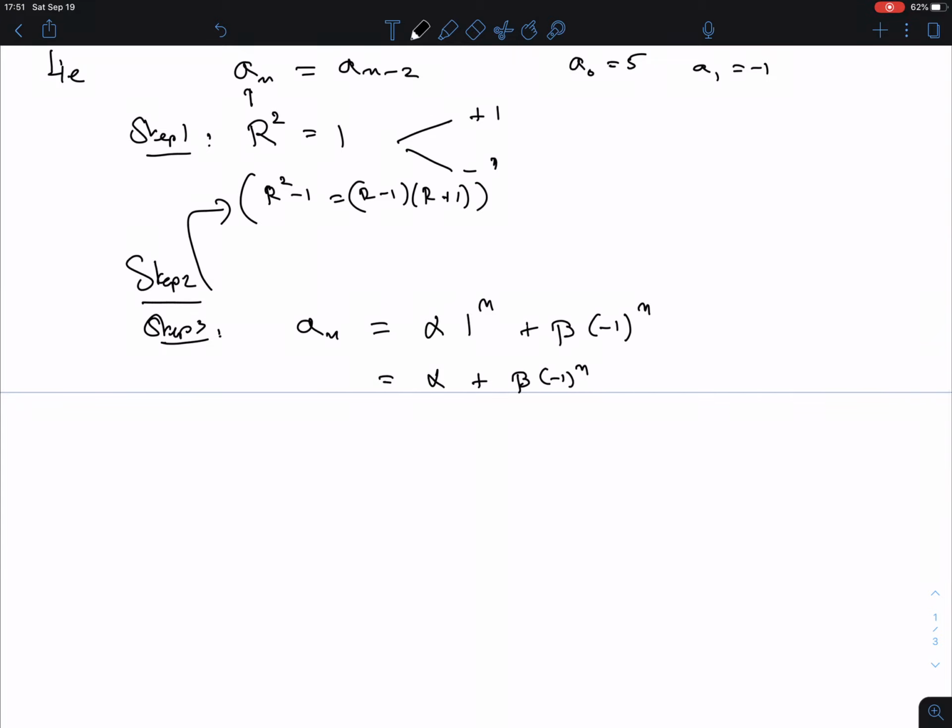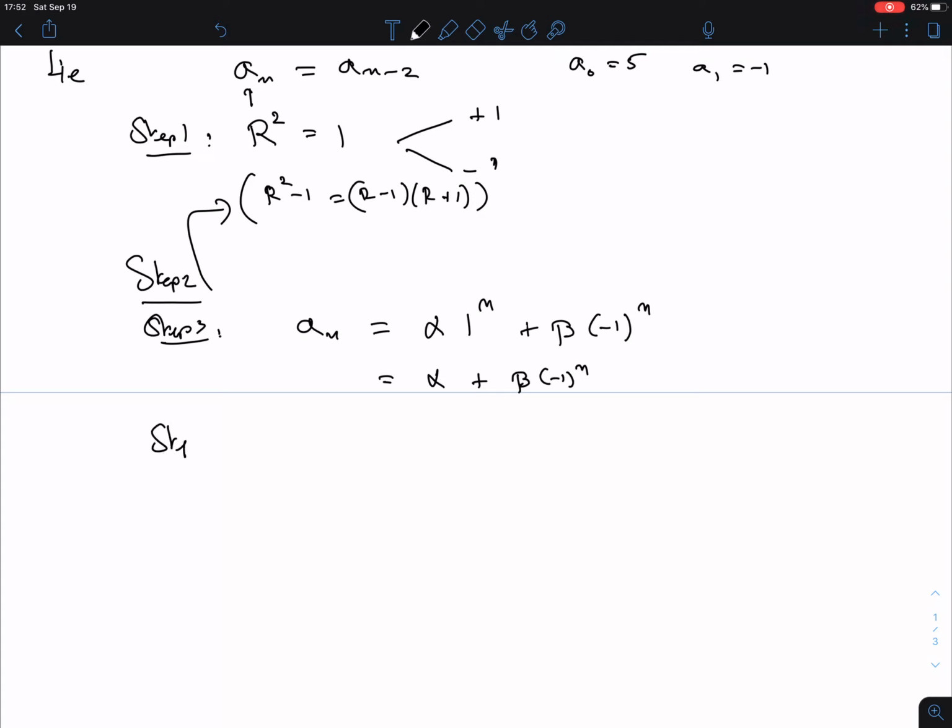This is not a very interesting sequence if you think about it, because what is going to happen here? The negative 1 to the power n is either minus or plus. So the result is either alpha minus beta or alpha plus beta, depending on whether n is even or odd. Kind of a boring sequence. It just alternates between 2 numbers. Which 2 numbers? Well, let's figure it out. Actually, we know what the 2 numbers are, namely 5 and negative 1, but what are alpha and beta?